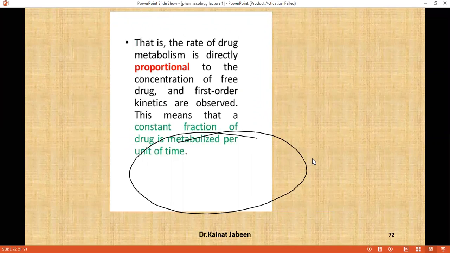This means the rate of drug metabolism is directly proportional to the concentration of the free drug, and first order kinetics are observed. This means that a constant fraction of the drug is metabolized per unit of time.